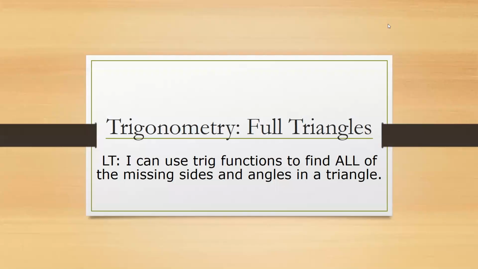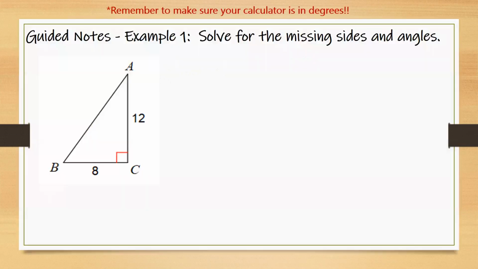Today we are going to use trigonometry and a couple theorems to find all of the missing sides and angles in a triangle. What we're going to do is really combine everything that we've been working on this week with trigonometry, and we're going to have problems where there's more than one thing that's unknown. Like maybe we won't know two sides and an angle, and we're going to figure out everything. So we call this lesson full triangles. So let's jump right in and get started.